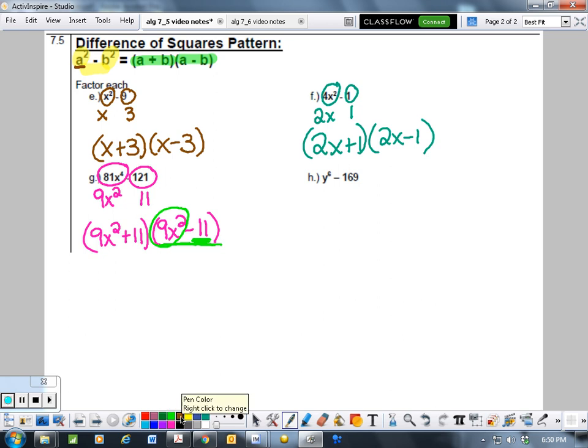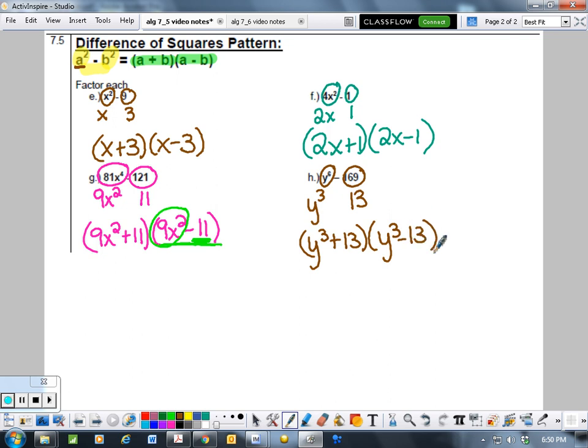Okay, so let's move to our next one, y to the 6th. Well, that's really y to the 3rd times y to the 3rd. 169 is really 13 times 13. So that means this is going to factor into y to the 3rd plus 13 times y to the 3rd minus 13.